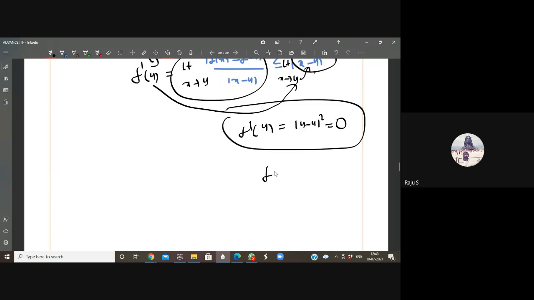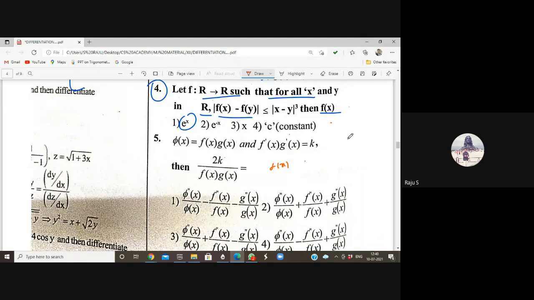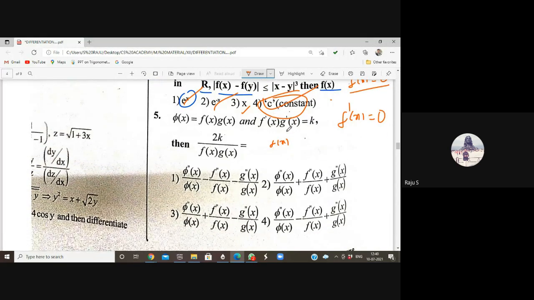For what function will it become 0? Finally, we got f dash of x becomes 0. So e power x has derivative e power x, e power minus x has derivative minus e power x, and 1 is constant alone. Because when I find f dash of x, it becomes 0. When it is 0 only, the function is constant. The fourth option is correct.